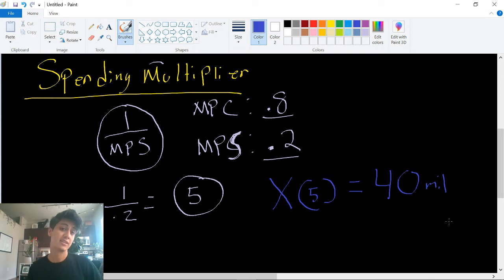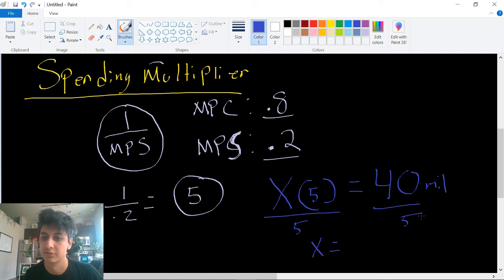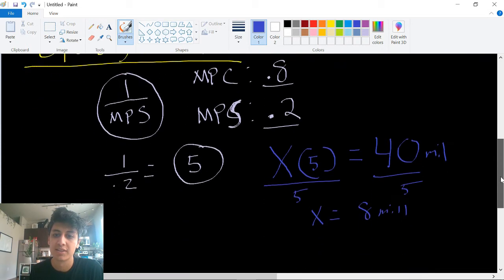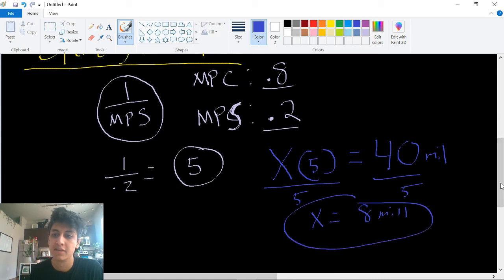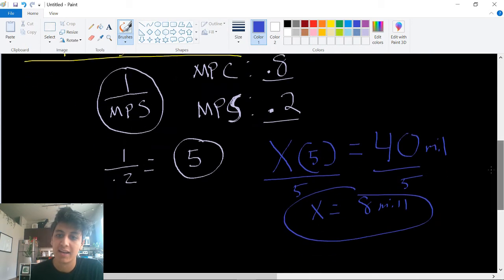And then this turns into a simple algebra equation, right? Divide by 5. Divide by 5. I think I'm doing this right. 40 divided by 5. That's 8, right? $8 million. And so what this means is that if the government were to spend $8 million, and this holds true that the marginal propensity to consume is 0.8, we will ultimately close that output gap of $40 million.